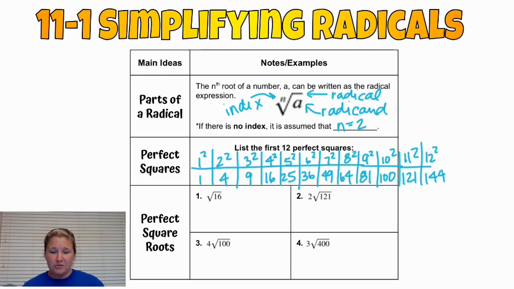Remember, squared means I'm multiplying it by itself. Sometimes you want to just divide by 2 and move on with it, but it's not dividing by 2. You're looking at perfect squares, so it has to be times itself. So the square root of 16 is 4. What times itself gives me 16 is going to be 4.